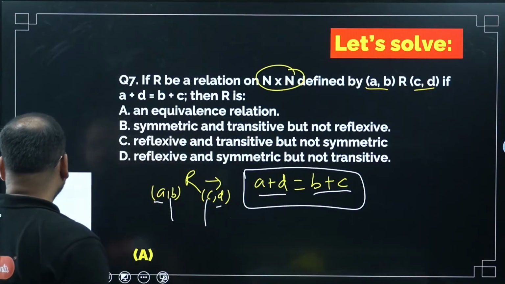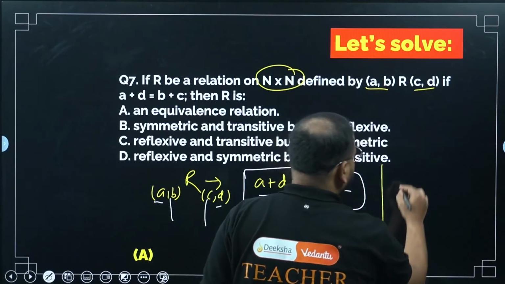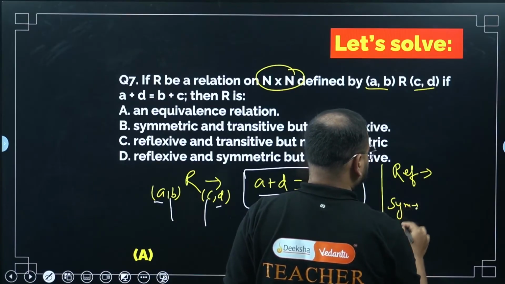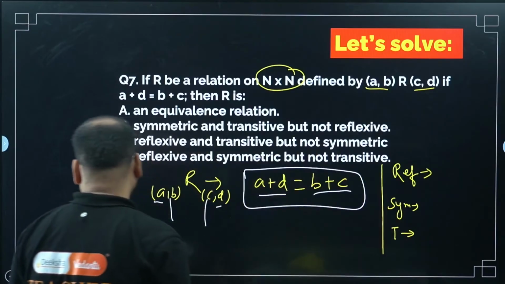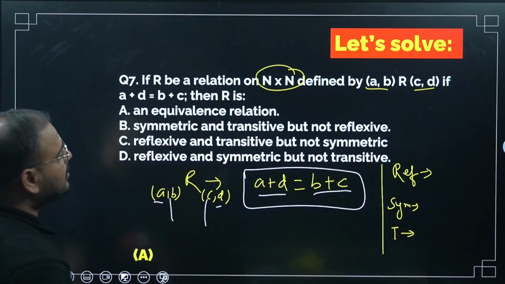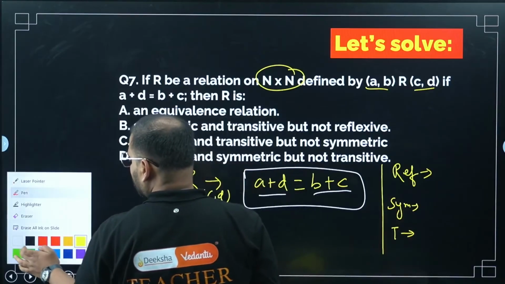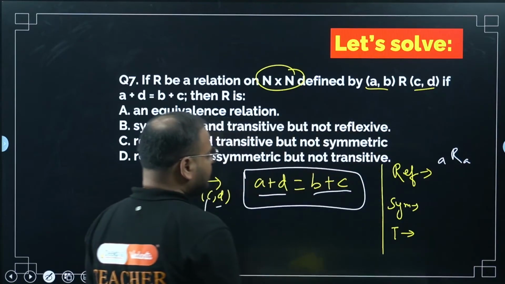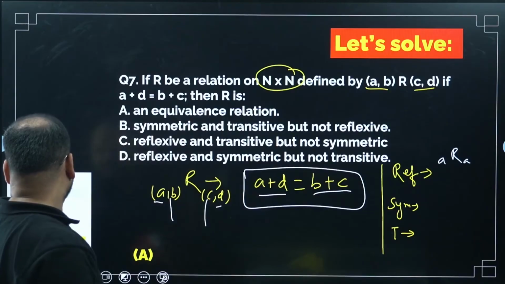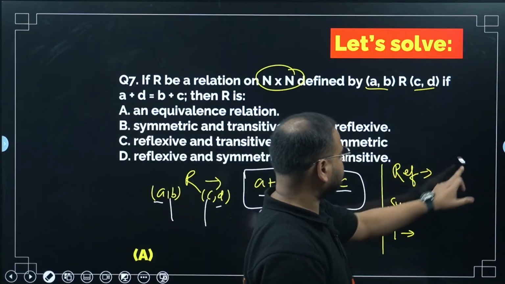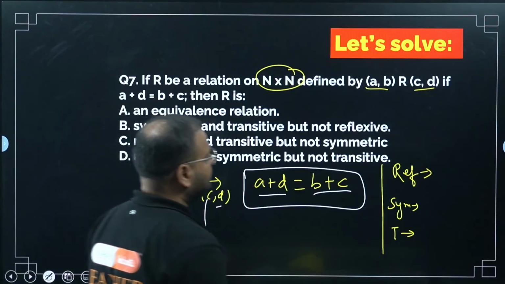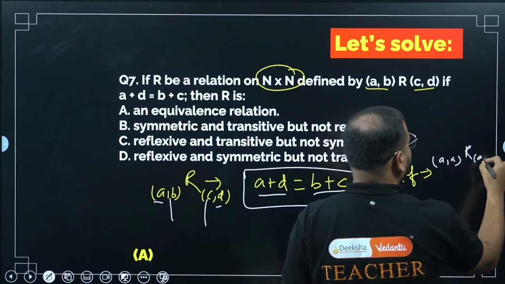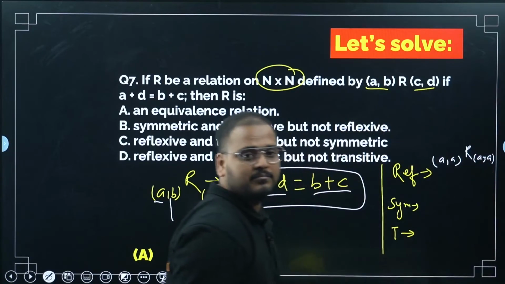What's the first thing that we do? We'll list it out: reflexive, symmetric and transitive. For reflexive, what has to be true? What should come? A R A. Let me write in the form of ordered pairs to make it easier for you to understand. I can write it as A comma A, R, A comma A. This has to be true.